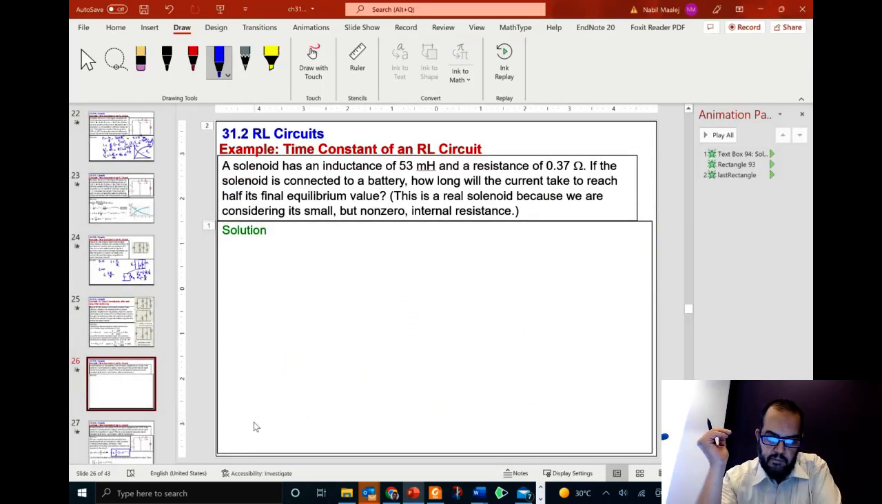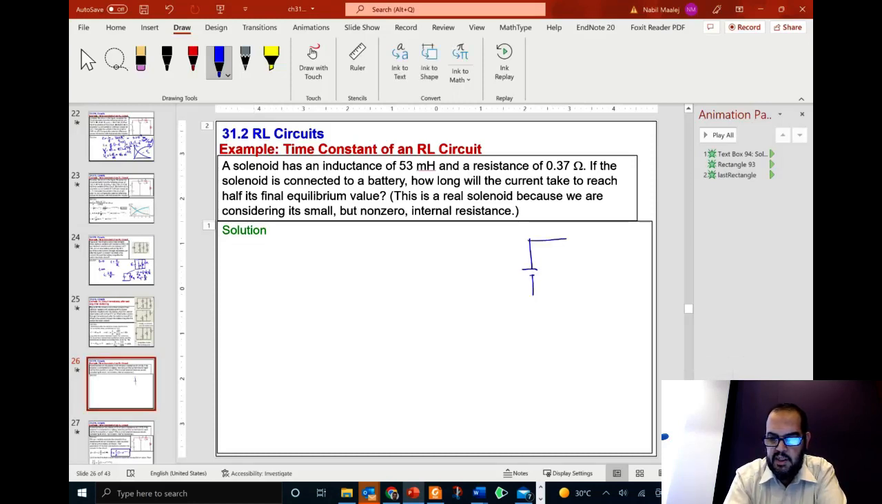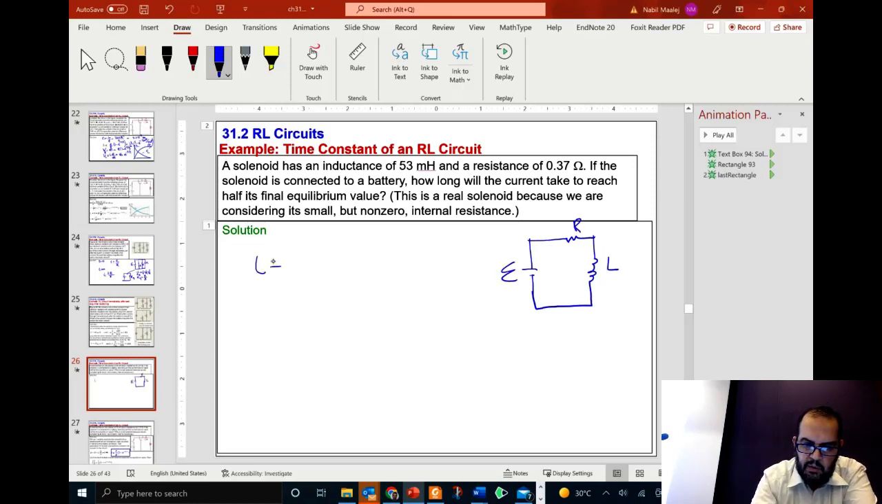Okay, so here this is a solenoid that has an inductance of 53 millihenries and a resistance of 0.35 ohms. If the solenoid is connected to a battery, how long will the current take to reach half of its final equilibrium value? So here, the solenoid has a resistance itself, but we can write that the equivalent circuit is the same. So this is the resistance of the solenoid, this is the inductance of the solenoid. Okay, so R and L, and again it's the same equation that we have for current.